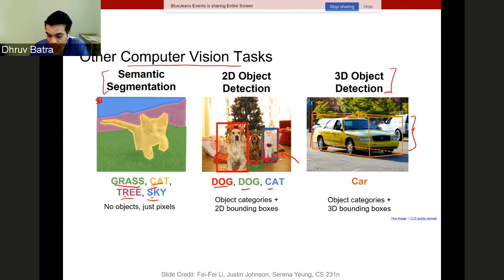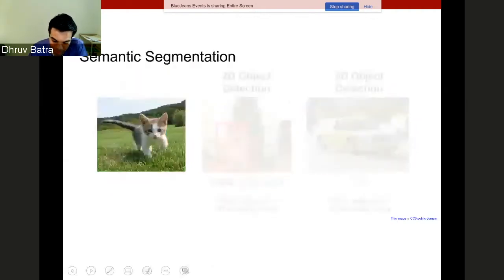So maybe your input is RGBD. There are depth cameras that will give you a point cloud observation of the image, and your output is in the camera coordinate frame, expressed in world coordinates. And you also have to output 3D bounding boxes. So you have to have some sort of depth perception of these objects. So there's many such problems.